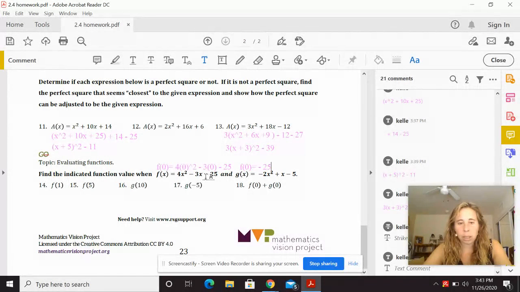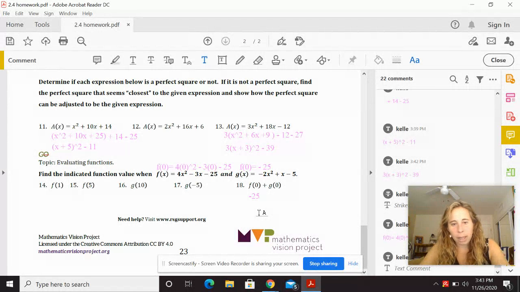So really, you could just say, if x is equal to 0, then y is going to be negative 25, because this is always my y-intercept. The last term is always going to be your y-intercept. So anyway, f of 0 is negative 25.